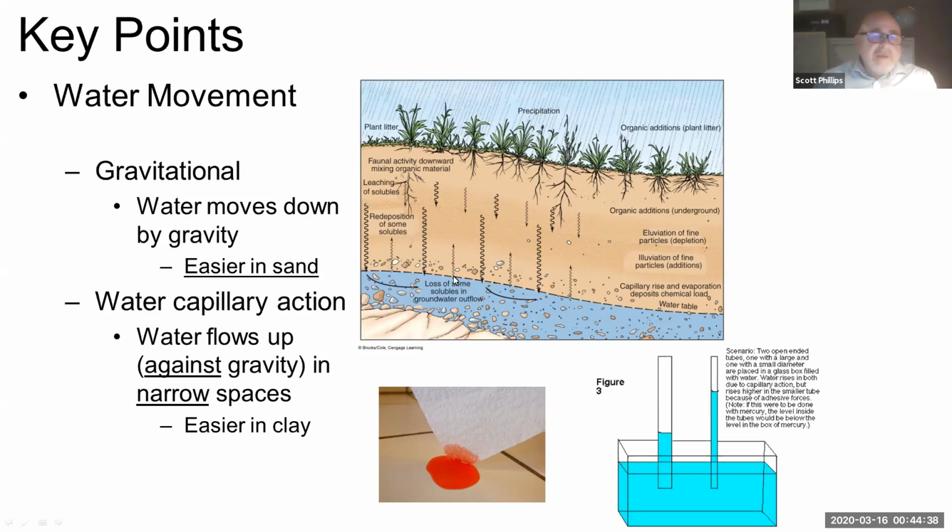There's also something called capillary action, where water can flow in the other direction. It's kind of like getting whipped up in a paper towel. So here you put a paper towel on the spill and it's wicking up liquid. So the liquid is actually moving against gravity in the narrow spaces of the paper towel. And because clays are smaller, this capillary action is actually easier in clays than it is in sand.